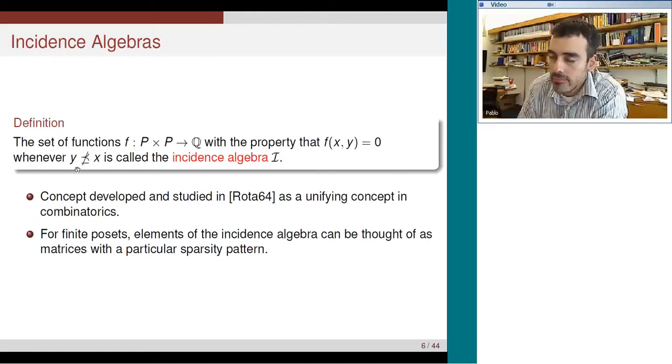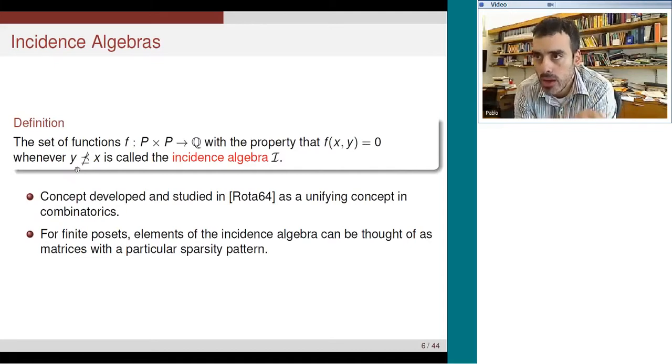We'll see what it means in a second. But the set of matrices or functions, if you want to think of it this way, with this property, are called the incidence algebra. And we're going to see exactly why it's an algebra.